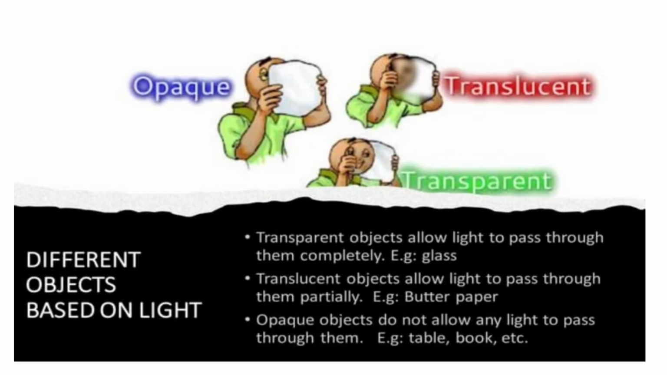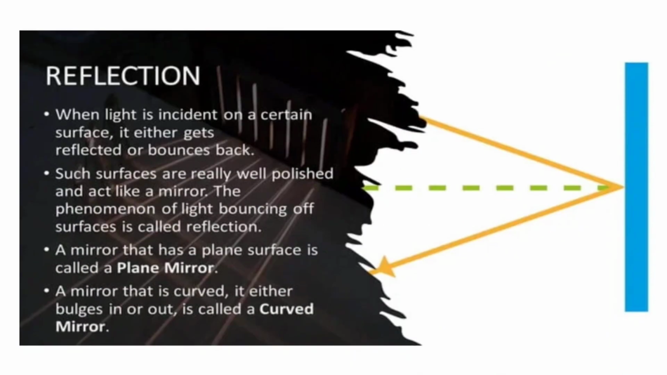These are transparent, translucent and opaque. Transparent objects allow light to pass through them completely. Example: glass. Translucent objects allow light to pass through them partially. Example: butter paper. The objects which do not allow any light to pass through them are called opaque objects. Example: table, book, etc.